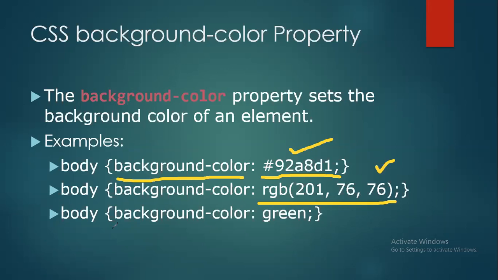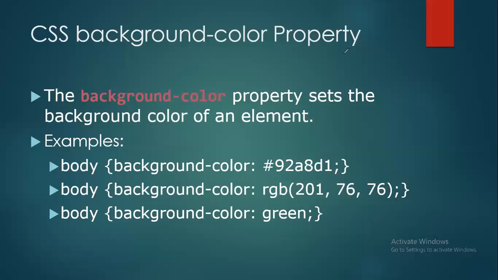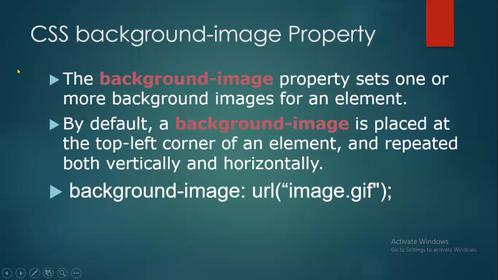And the third way is the easiest, very simple way: you will write background color and simply write the color name, like green, blue, red, pink, orange, olive, tan, whatever you want to define here. You can simply define the name, and it will assign that particular value to your document. Fine.